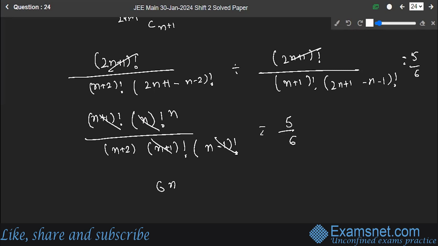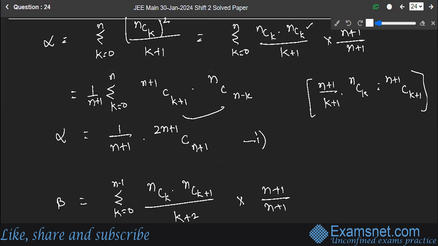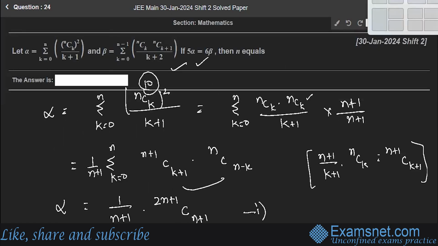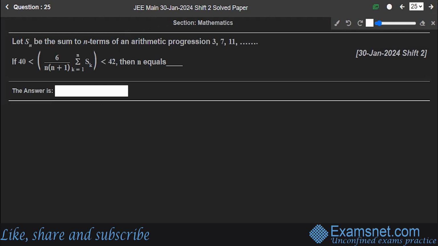You will have 6n is equal to 5n plus 10... so n is equal to 10. That's the value for n. Hope you're clear with this. This is the answer to the question. Hope you're clear with this. Now let's move to the next question.